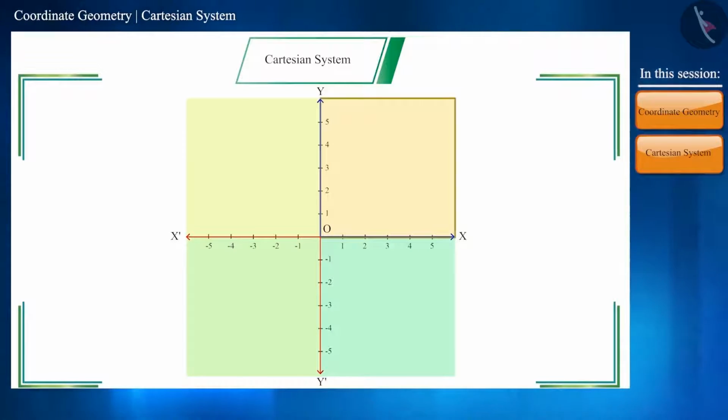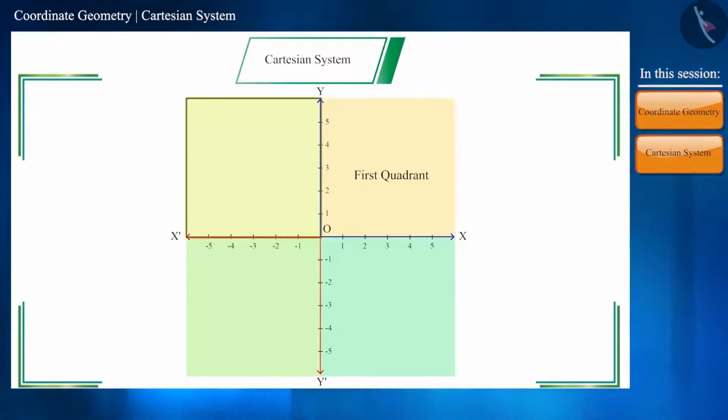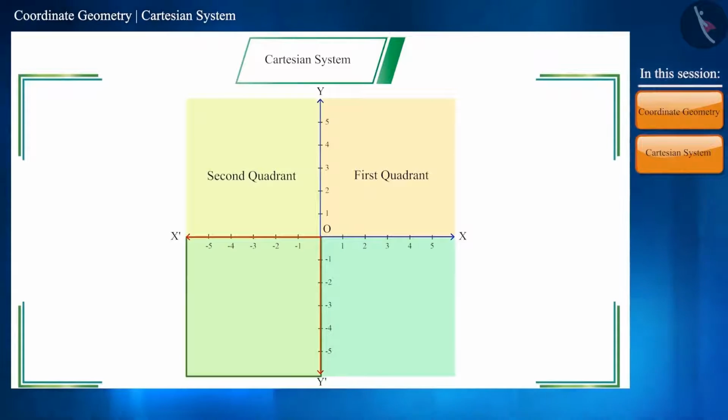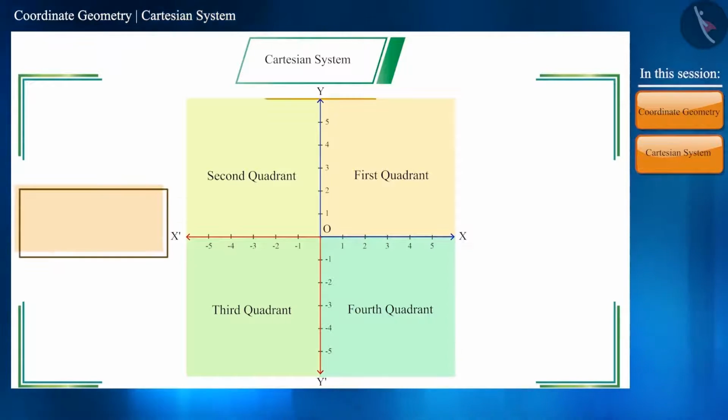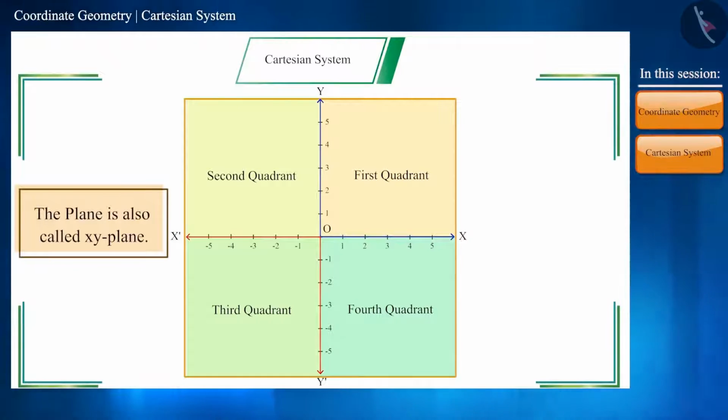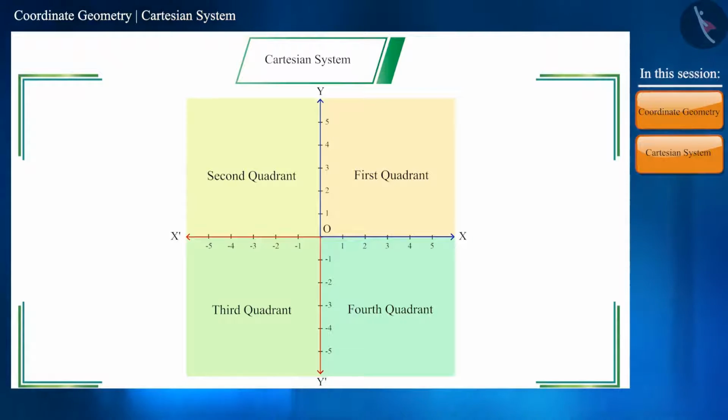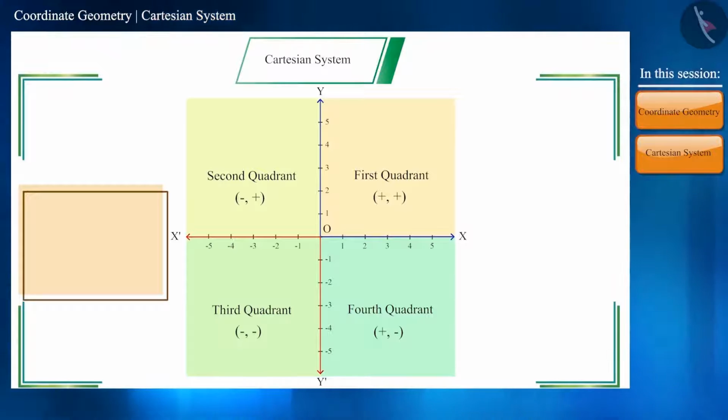The first part is called the first quadrant. The second part is the second quadrant. The third part is the third quadrant. And the fourth part is called the fourth quadrant. And the plane is also called the XY plane. The points in this plane are represented in this manner, which is called the coordinate point.